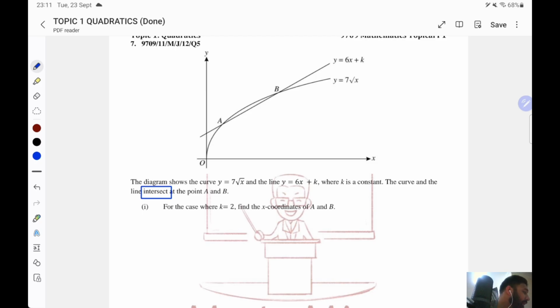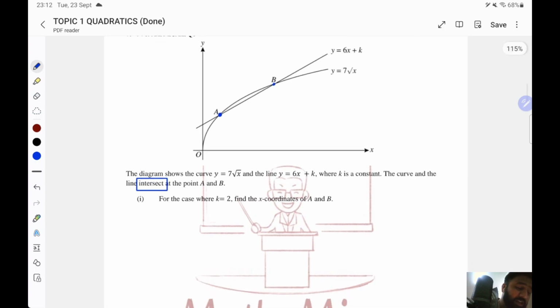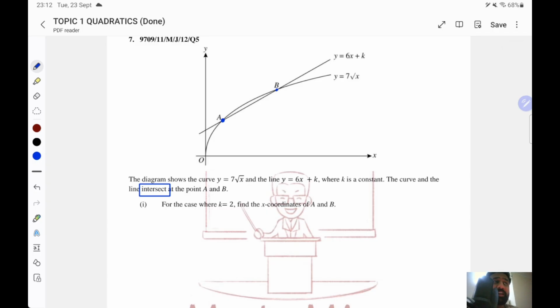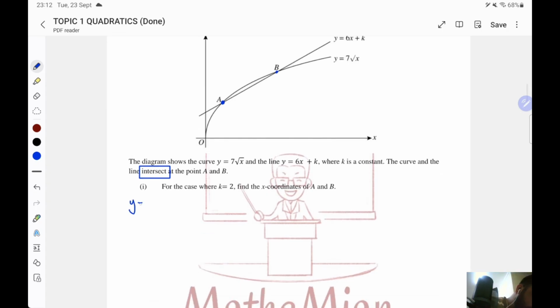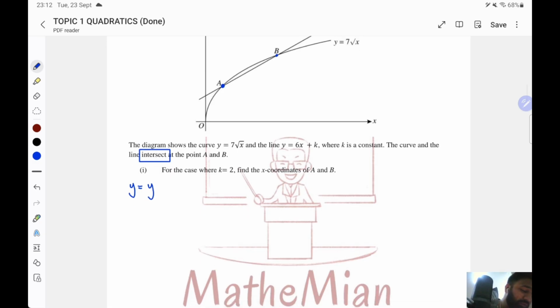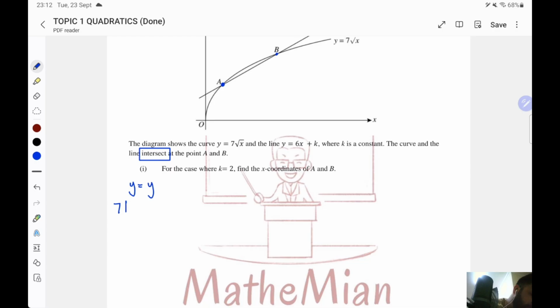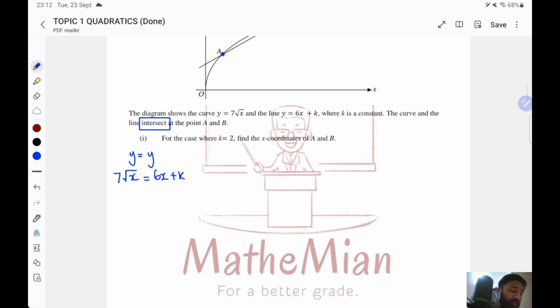Now it says that for the case where k equals 2, find the x coordinate of the point of intersection. The points of intersection are A and B. So from the word it is clear, they are intersecting. I told you, put both the y's equal to each other. So the start of the question will be the same because of the word intersection. So we are going to put y's equal to each other. It will be 7 square root of x, which will be equal to 6x plus k. Now we can simplify it by taking the square on both sides. It will be 49x equals, I have to take the square of this complete term which is there on the right side.